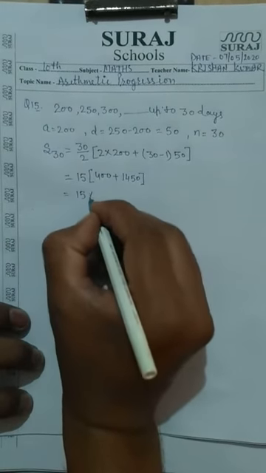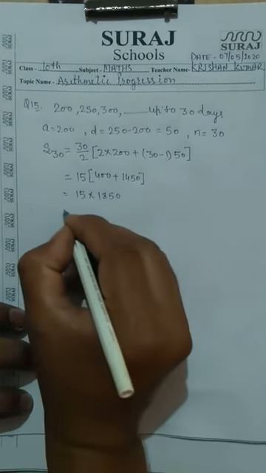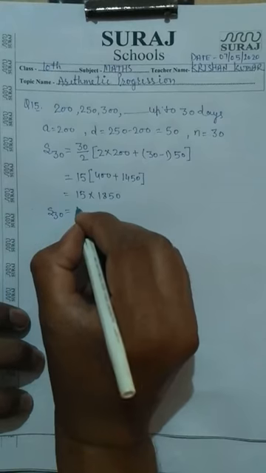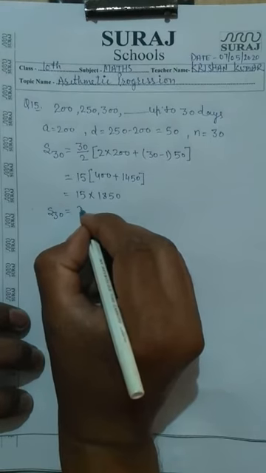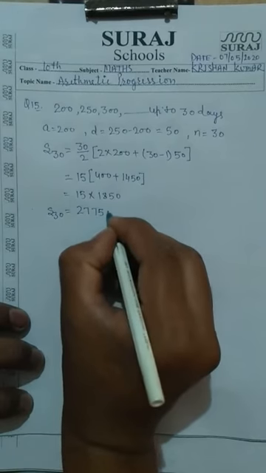15 into 1850, and S30 becomes 15 multiplied with 1850. So that is 27,750.